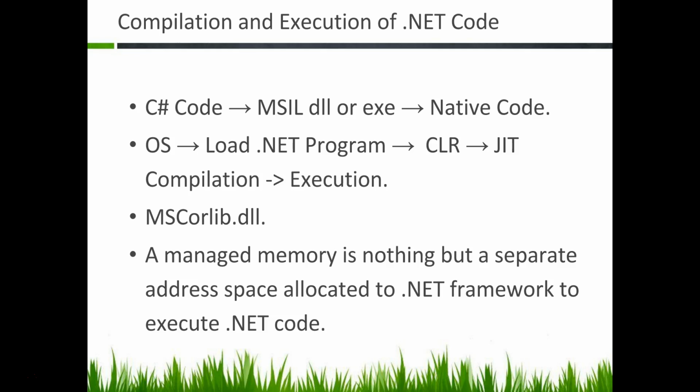If it is a .NET program, then it hands it over to the common language runtime, and the common language runtime loads the program, allocates the memory, everything, and then it calls the JIT compiler to compile the method that is about to be executed. The JIT compiled method is compiled into native machine language code, and it's executed. The core DLL for .NET, where the CLR and these components reside, is mscorlib.dll.